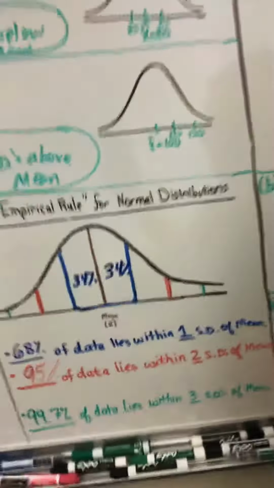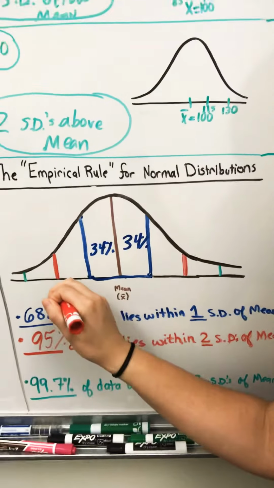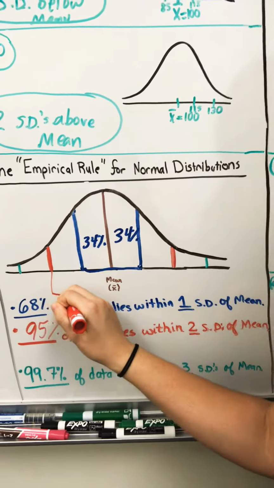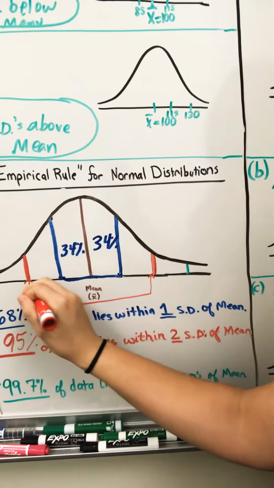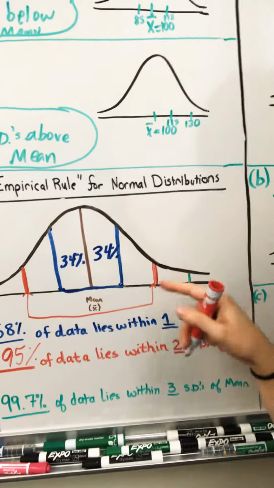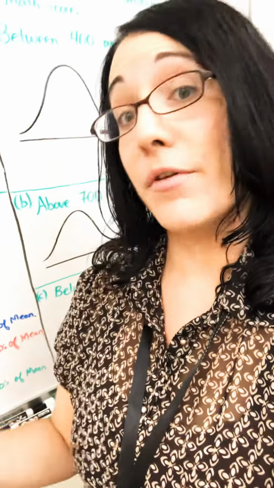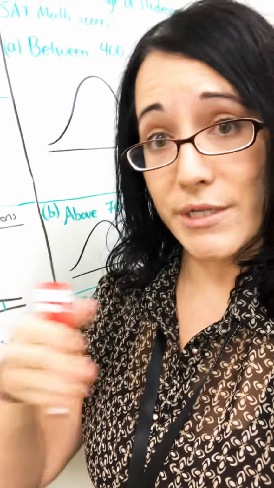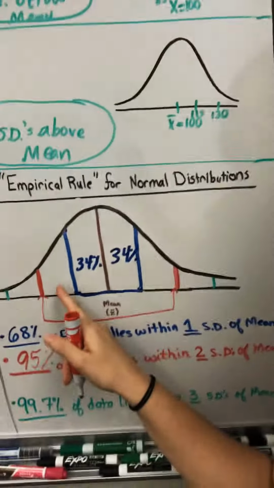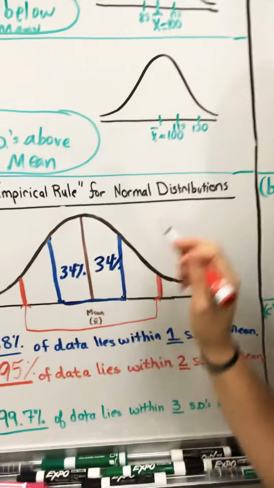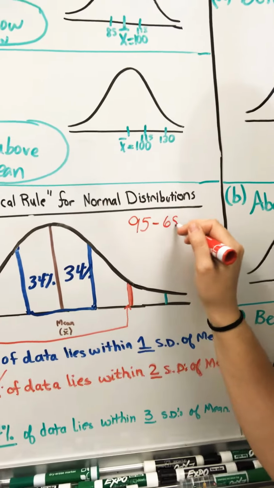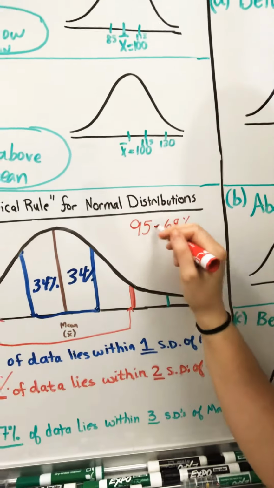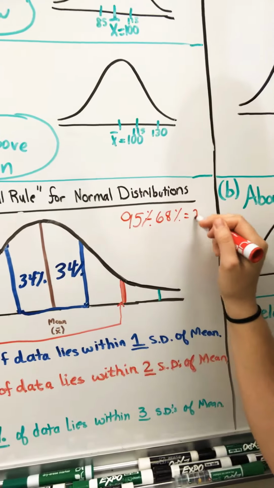So let's take a look at how this would play out. That means from here, 2 standard deviations to the left, to here, 2 standard deviations to the right, underneath that curve should be a total of 95%. But if we've already done 68% within 1 standard deviation, to get these 2 pieces, we would need to subtract what we've already talked about, the 95% minus the 68%. And when I do that, I get 27%.